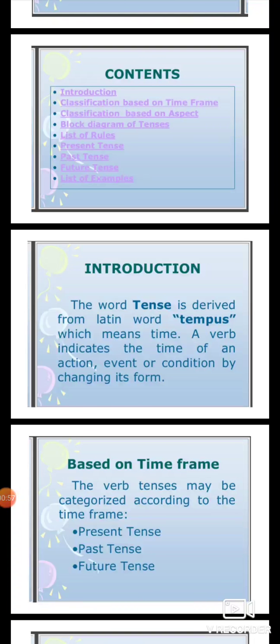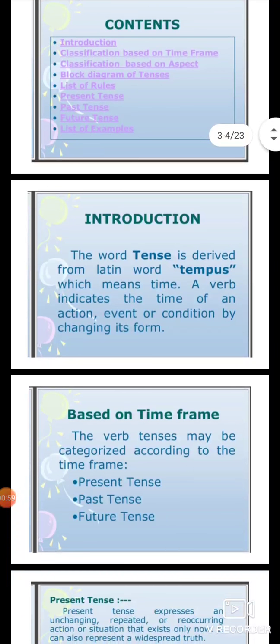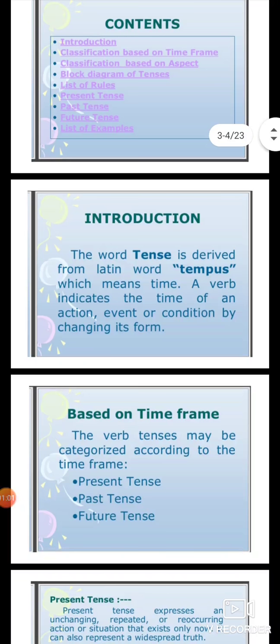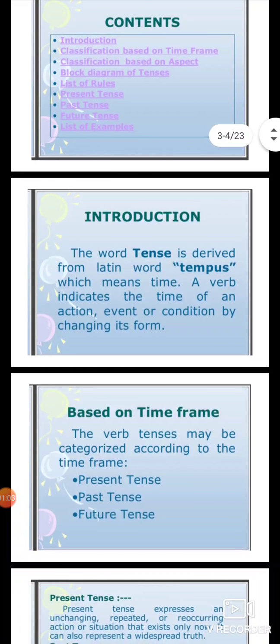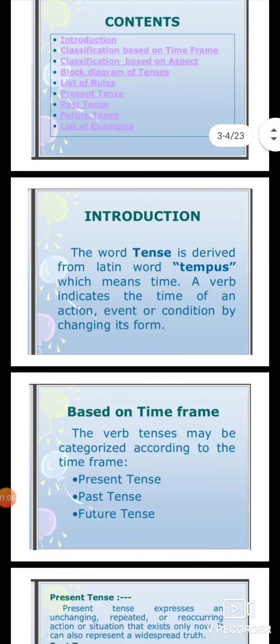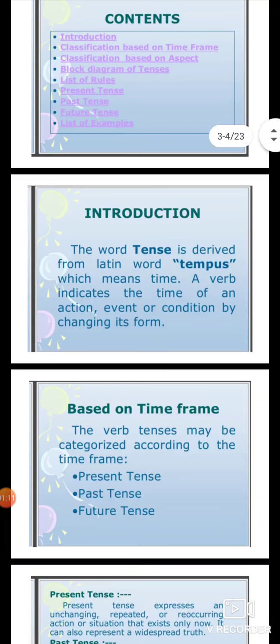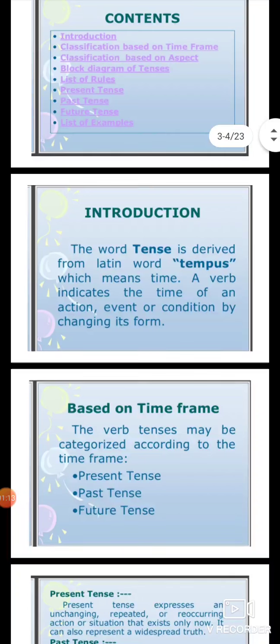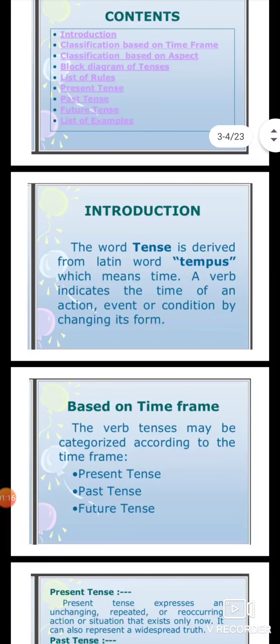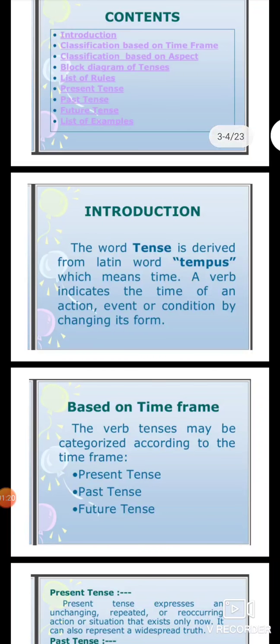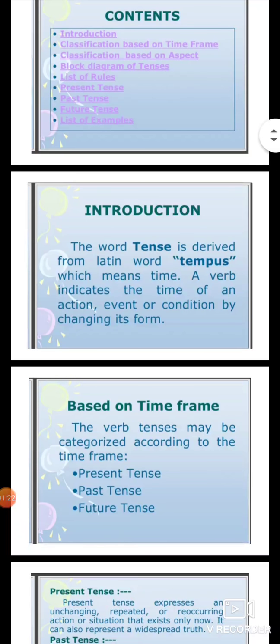The word tense is actually derived from the Latin word tempus, which means time. So if you look at this word tense, it is always related to the concept of time and action, because we always perform a particular action in a period of time. It can be in the present, in the past, or in the future. So related to time and action, we define and classify tense.